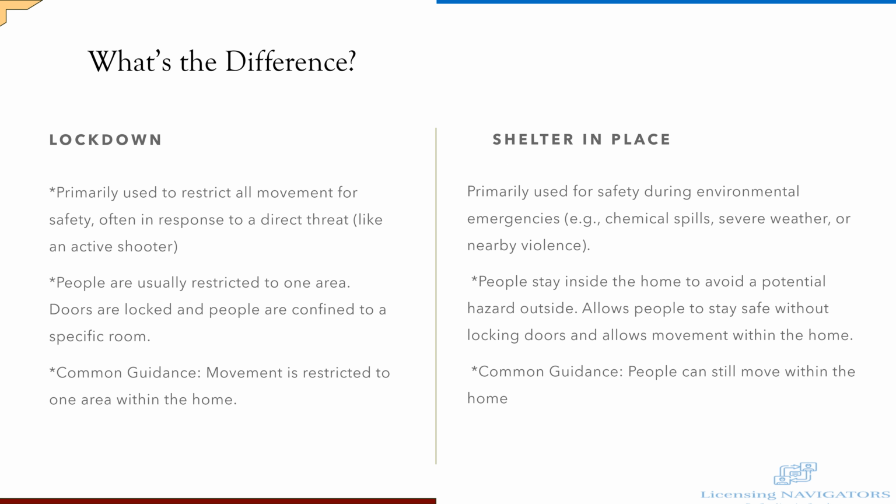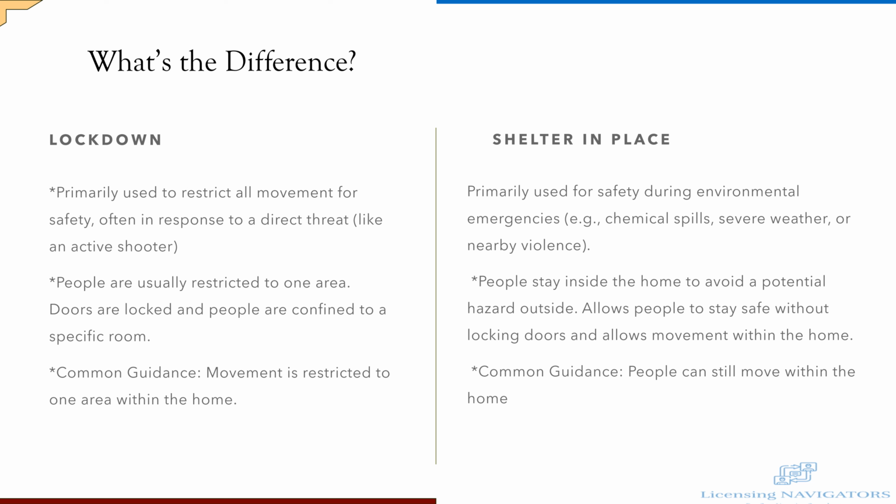So what's the difference between lockdown and shelter in place? Let's start with lockdown. Lockdown is primarily used to restrict all movement for safety reasons, often in response to a direct threat like an active shooter. People are usually restricted to one area, doors are locked, and people are confined to one specific room. So remember, movement is restricted to one area within the home for a lockdown situation.